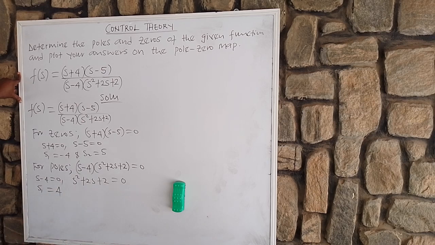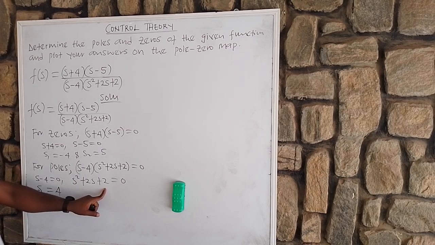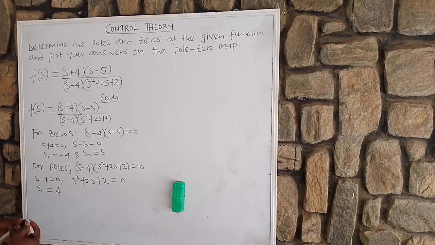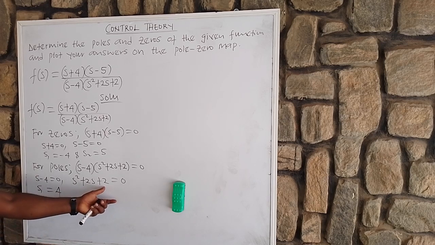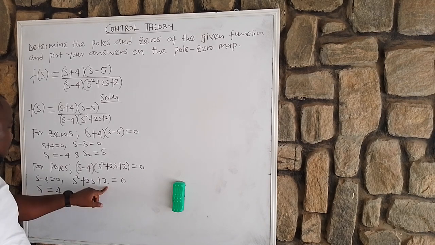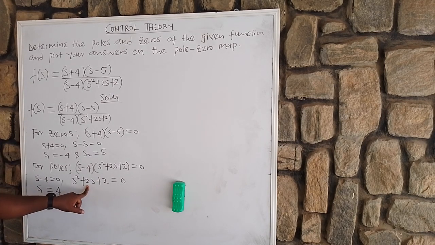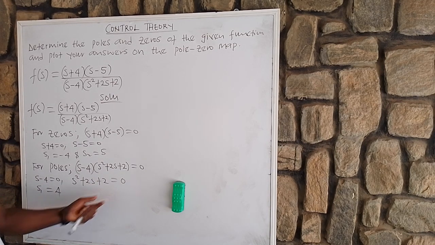Then here, since this is a quadratic equation, we are going to have two more roots, s2 and s3. So how can we obtain this? Can we use the factorization method? No, we cannot, because the product here is 2 and the sum here is 2. We cannot factorize, but we can use the formula method.